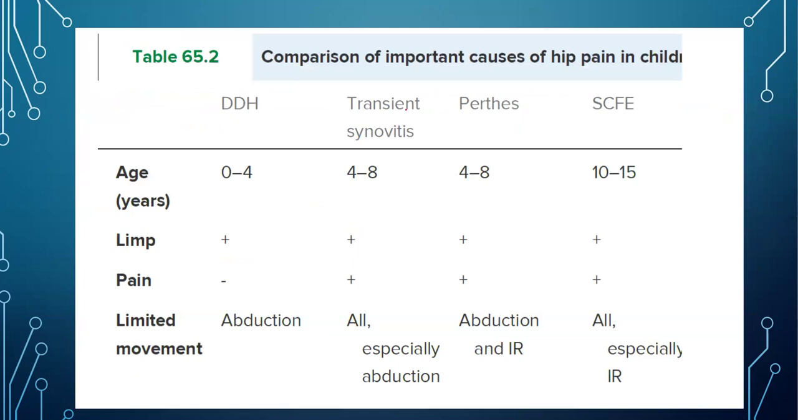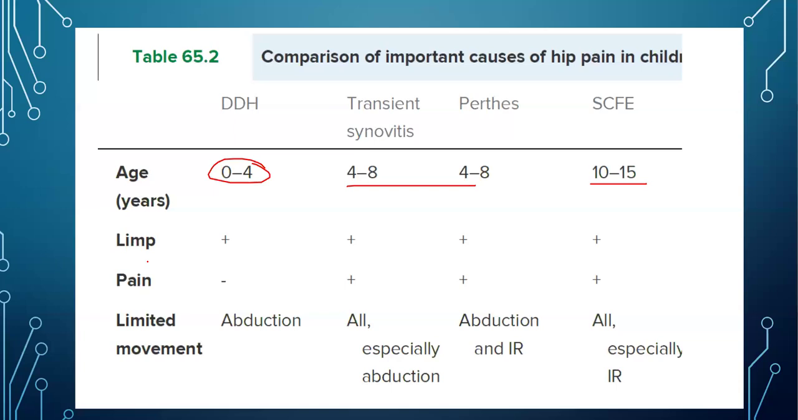So, a comparison of important causes of hip pain in children. This is a very good chart. It gives you a good idea about the common hip pain in a child. DDH is common between 0 to 4 years. At 4 to 8 years, common are Perthes and transient synovitis. And in an adolescent, common is SCFE, that's slipped capital femoral epiphysis.